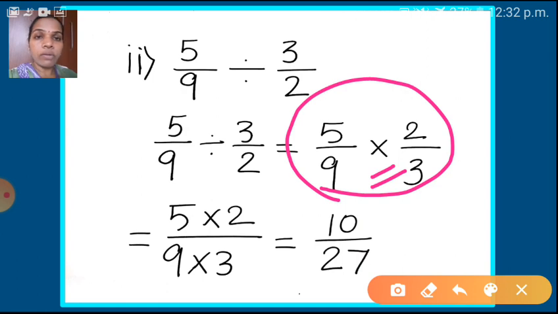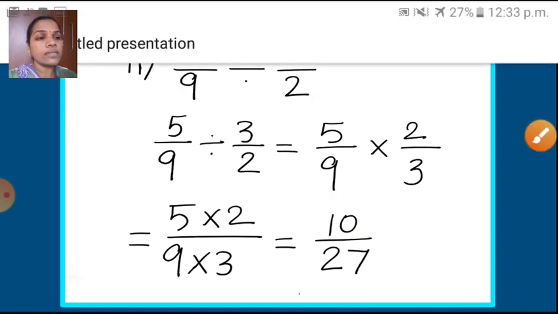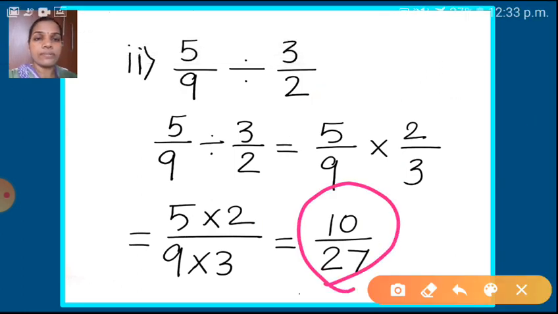Now it is so easy to multiply. In multiplication, numerator into numerator upon denominator into denominator. So 5 into 2 upon 9 into 3. 5 2s are 10 and 9 3s are 27. So this is your answer. I hope you understood. Now 10 upon 27 is a proper fraction, so we can't convert it into a mixed number. So 10 upon 27 is your final answer. Shall I go to next?